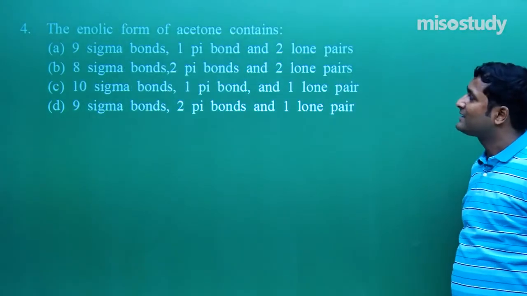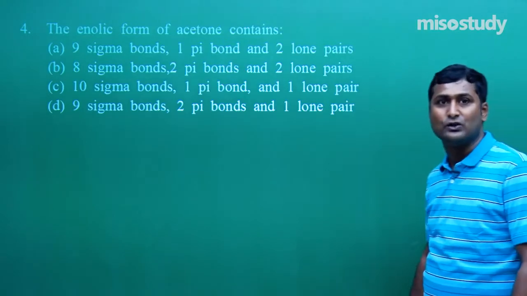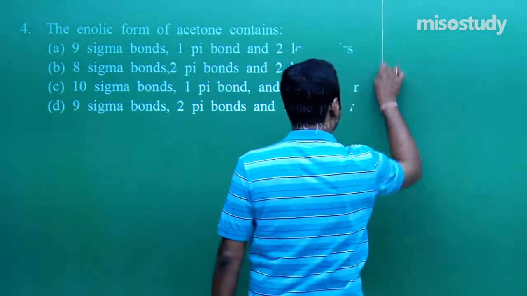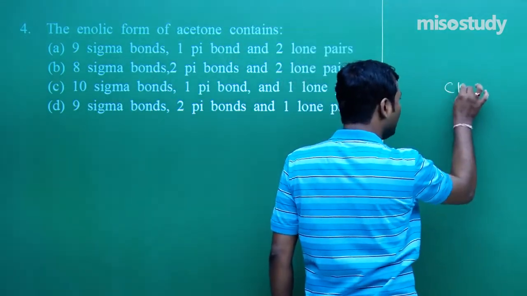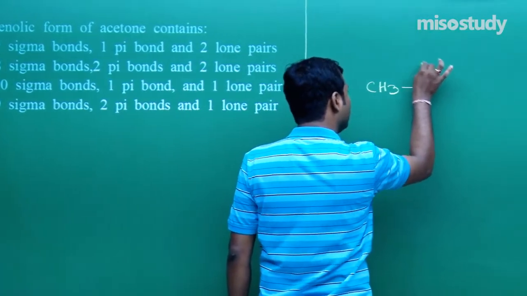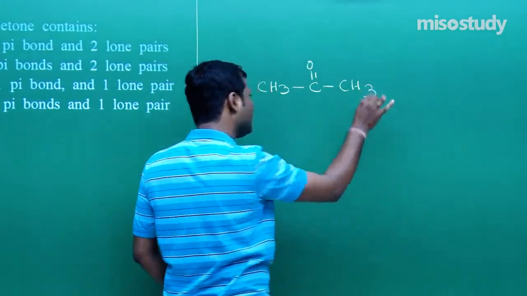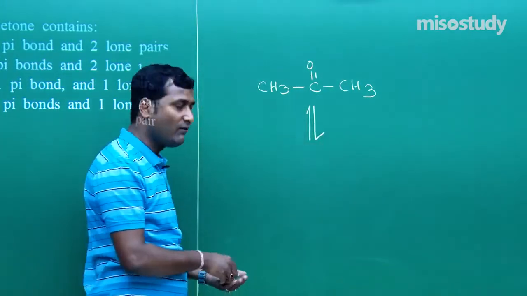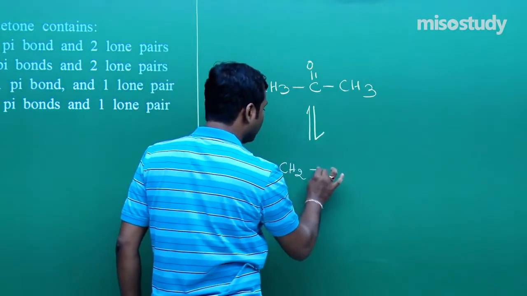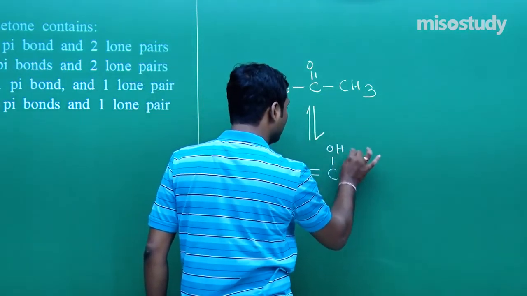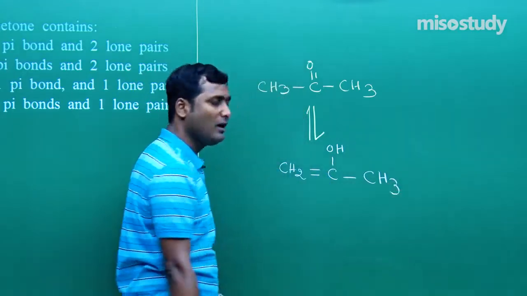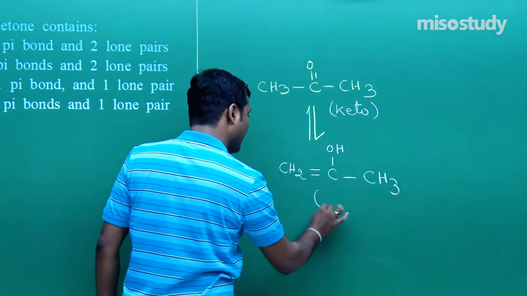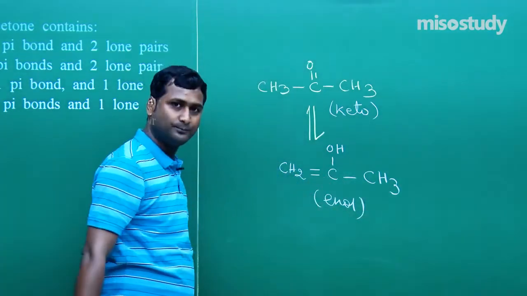Read the question that is given here. The enolic form of acetone. What is given? The enolic form of acetone contains. What is the keto and enol form? Do you remember? This one is keto, CH3COCH3. This is the ketone. And the enol form, we all know these are in a dynamic equilibrium, that is CH2 double bond C OH, then CH3. This one is the keto form, yes sir, and this one is the enol form.